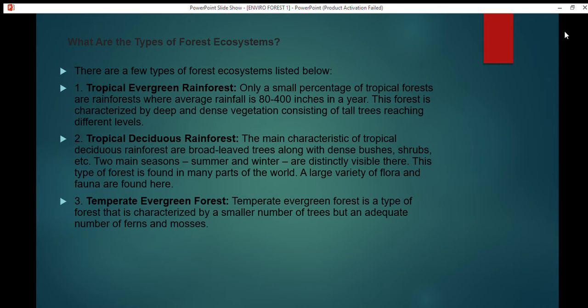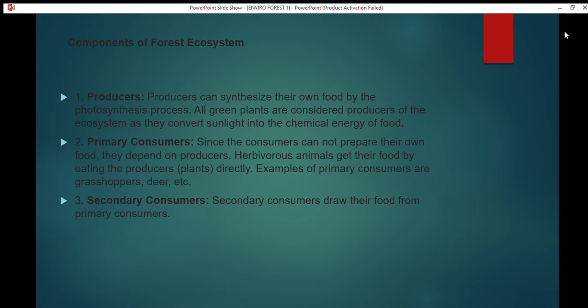On to our next chapter: components of a forest ecosystem. This is where we talk about the producers, the primary consumers, and the secondary consumers. Forgive me that I have a flu at the moment of taking the video.